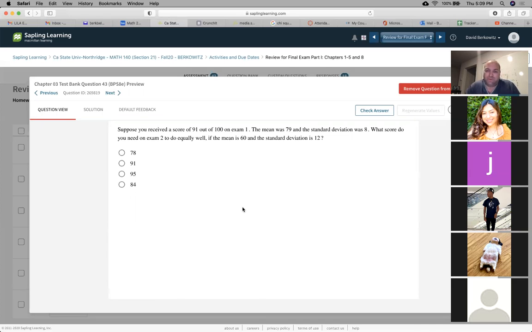Well, what is it about doing equally well? Your z-scores are the same, because your z-score tells you how far away from the average you were in terms of standard deviation. So in the first exam, I got a 91. Mean was 79. 91 minus 79 is 12. 12 over 8 is 1.5. So my z-score is 1.5. So 1.5 equals something minus 60 over 12. 1.5 times 12 is 18, plus 60. The answer is 78. Not as high as a 91, but the average was a lot lower. So you don't have to score as well to do as good relative to your peers.